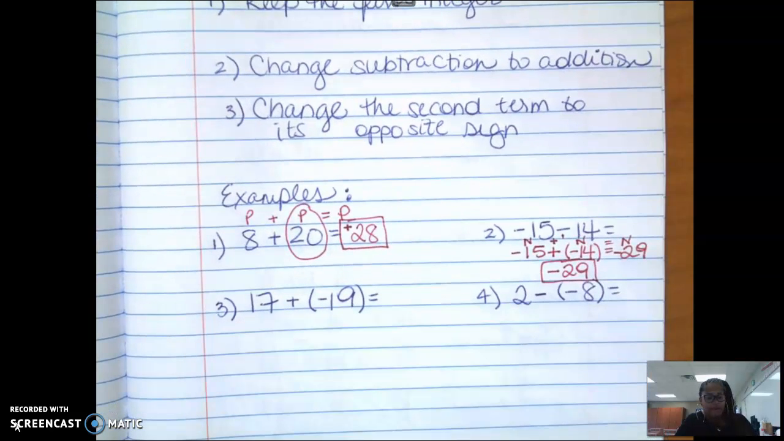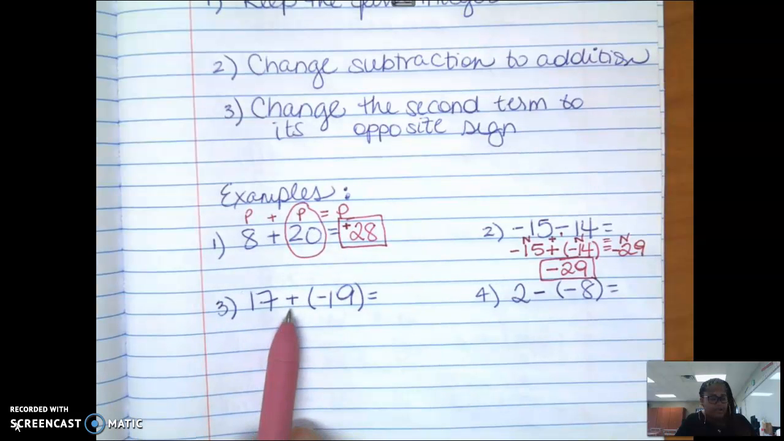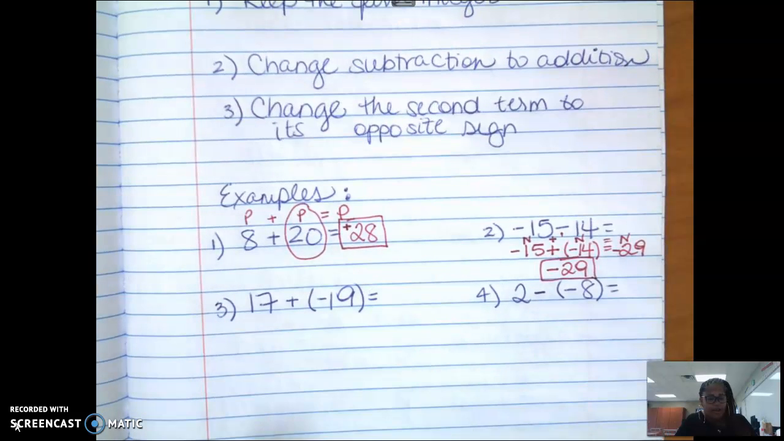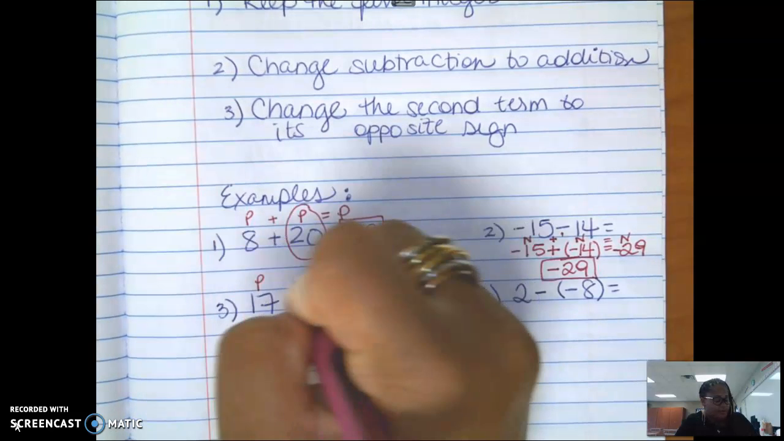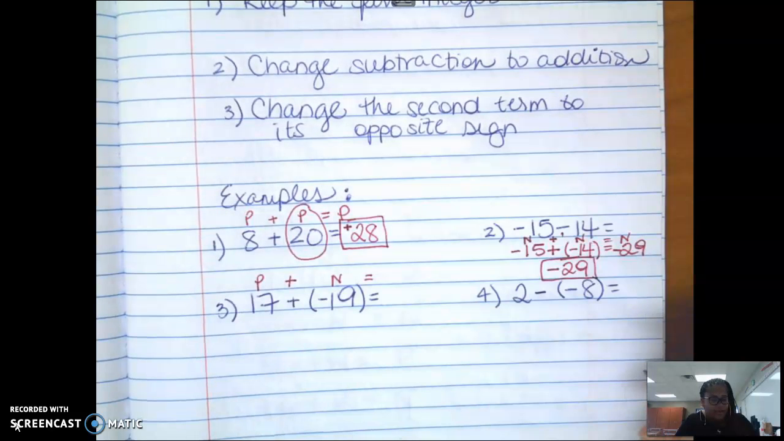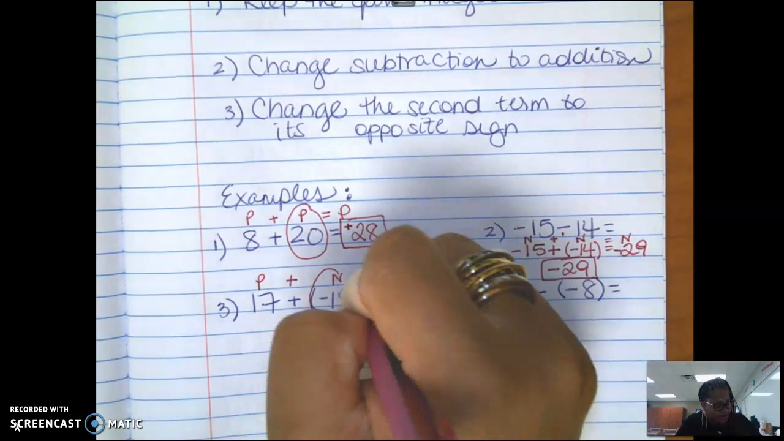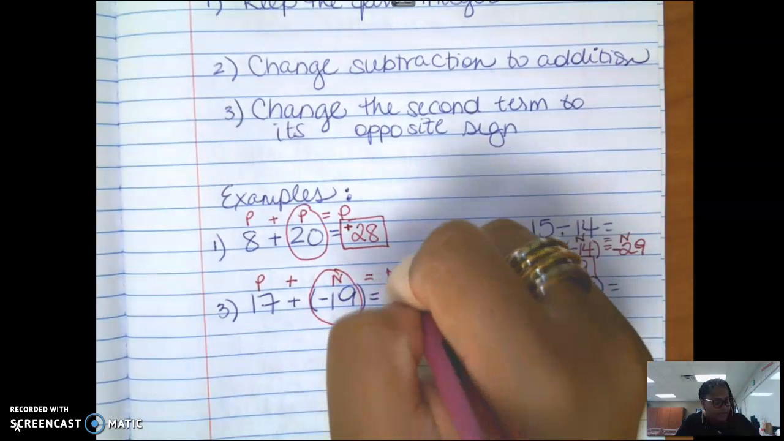Then down here, I've got 17 plus negative 19. This is not a subtraction problem, so I'm not going to have to change any signs. So I'm going to have a positive plus a negative. Then I need to find the greater absolute value. Here, the 19 has the greater absolute value, so my answer is going to be negative.